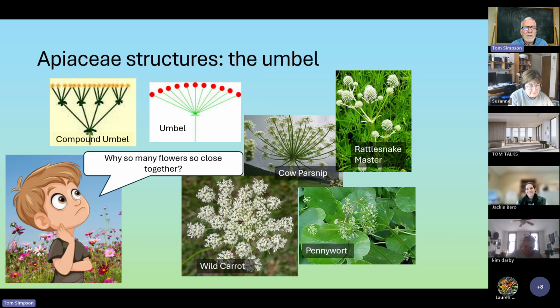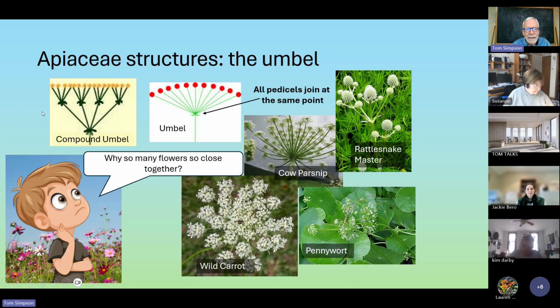So let's look at the umbel, the way these flowers are arranged. A simple umbel is this picture here in the center. All the flowers are joined at the same point. We'll look at some other flower structures that end up being flat topped or round topped, but they don't all join at the same point, and we'll typically call those a corymb. But this is an umbel where they all join at the same point.